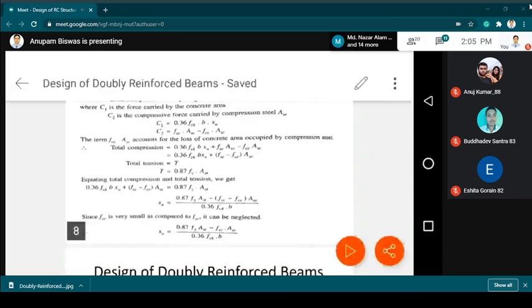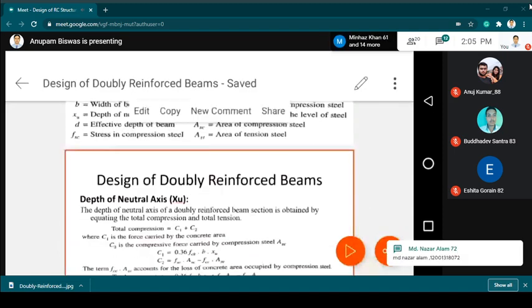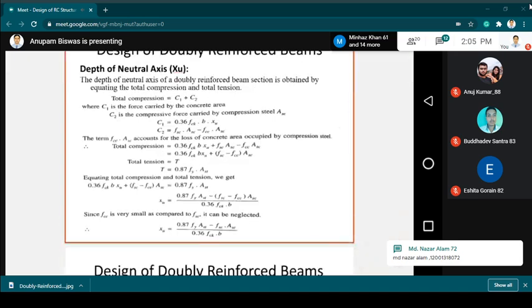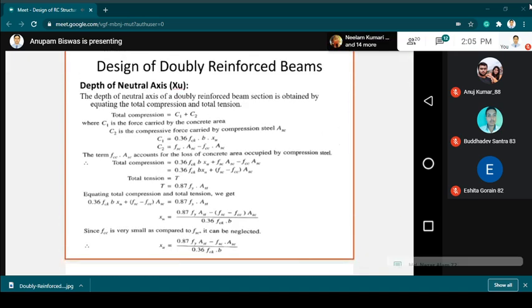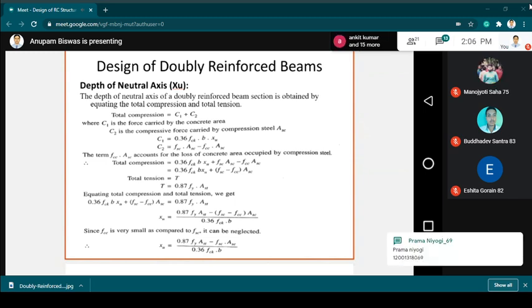Now let us see. To calculate this value of XU, you need the value of C1 and C2, and we know that C1 and C2 are the total compression, where C1 is the force that is carried by the concrete area, and C2 is the compressive force carried by the compression steel, meaning ASC. ASC is the total compressive steel that is applied.